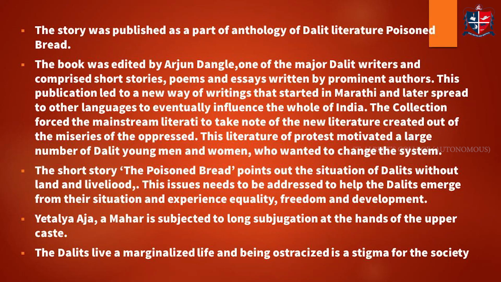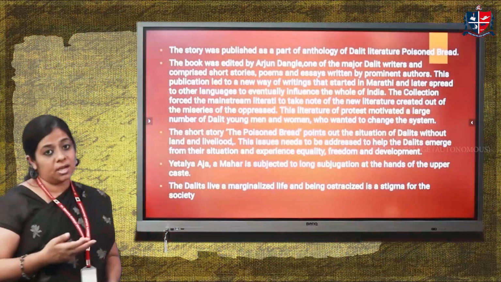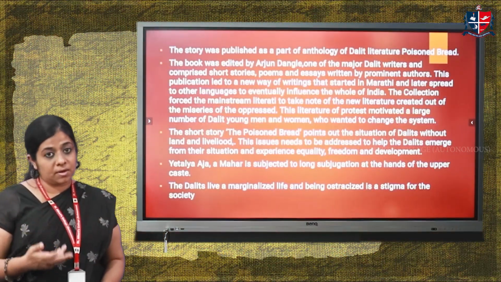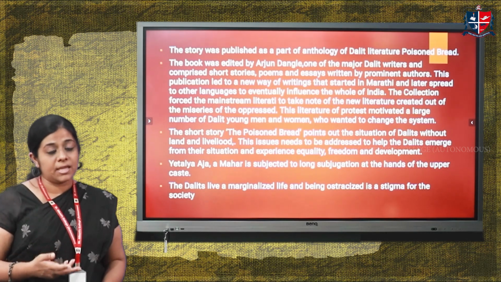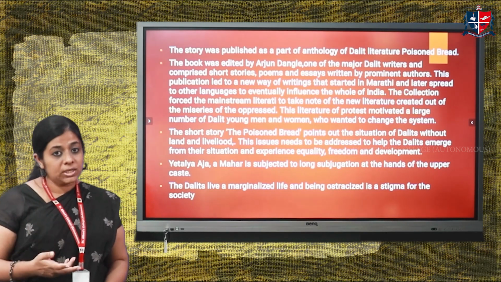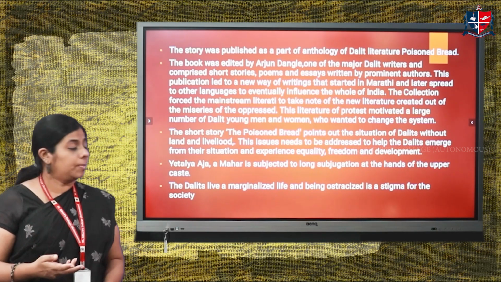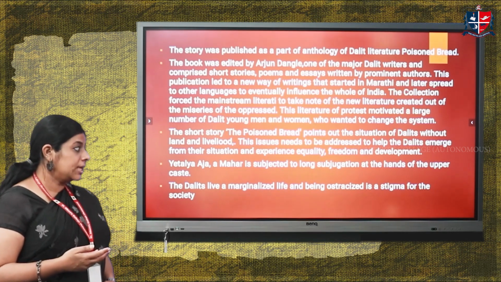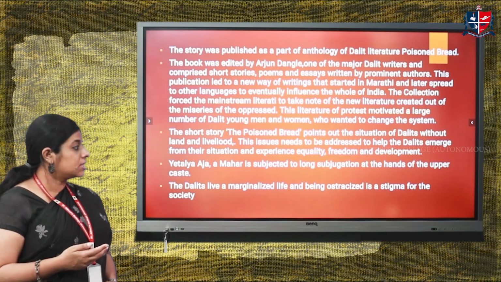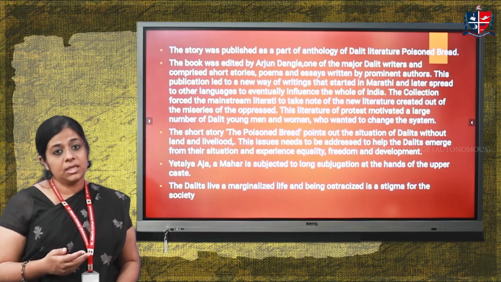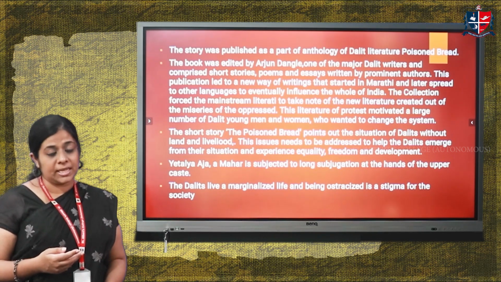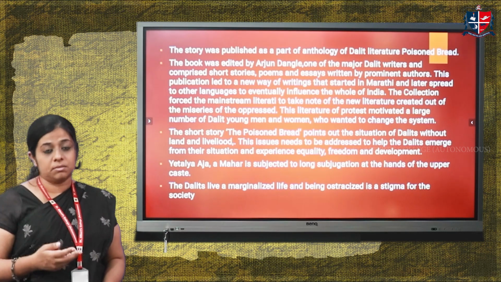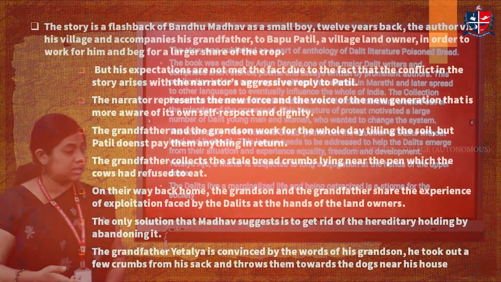Now, a Mahar is subjected to long subjugation at the hands of the upper caste. Now, as in the second last point, Yatalya Aja is one of the central characters of the short story. He is someone who faces exploitation at the hands of his landlord, the brutal landlord, that is Babu Patil. The Dalits live a marginalized life and have been ostracized, which is a stigma for the society. The Dalits live a very sad life and they have been ostracized, subjugated, oppressed, and exploited for being a part of the lowest strata of the society.